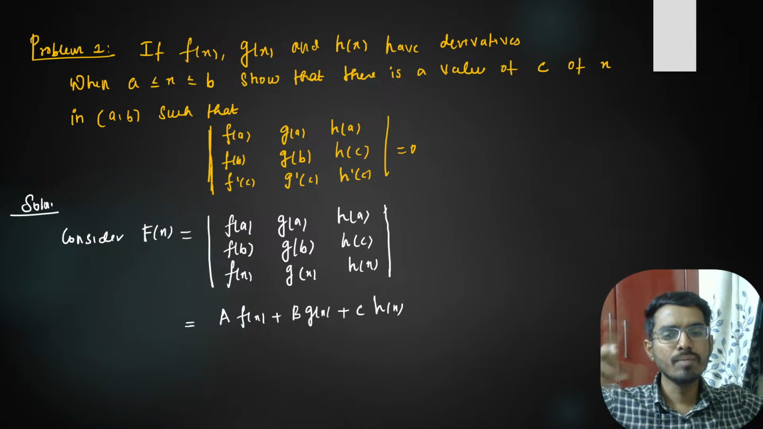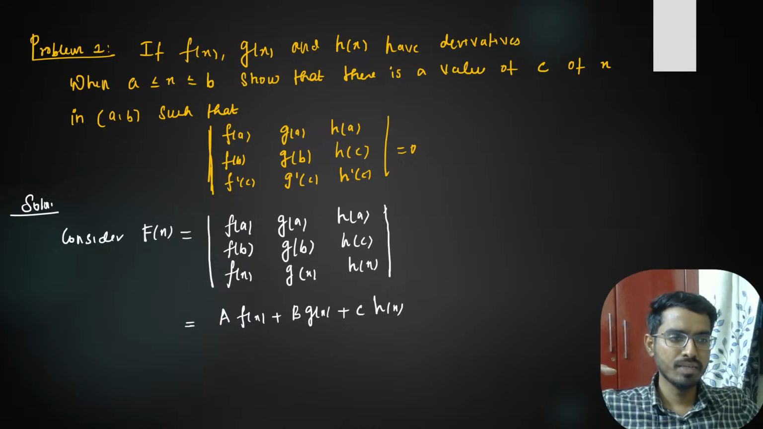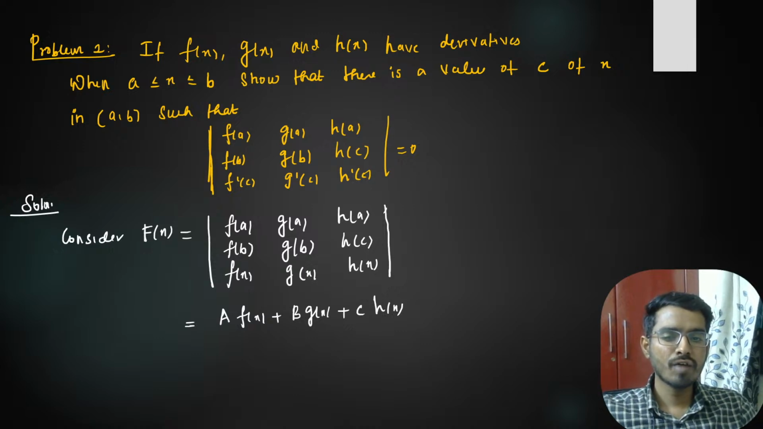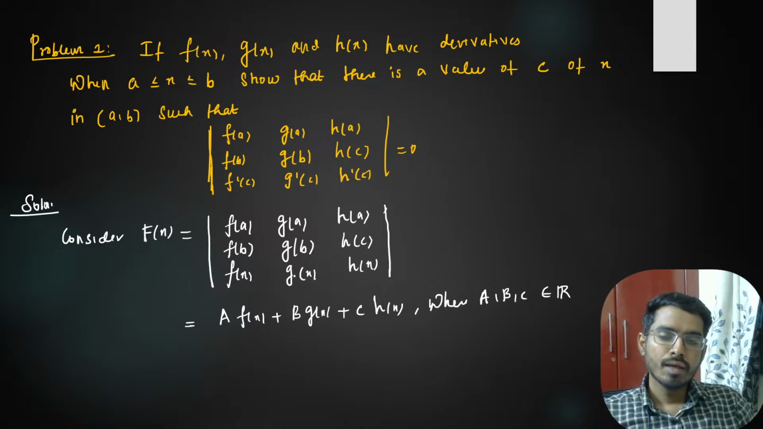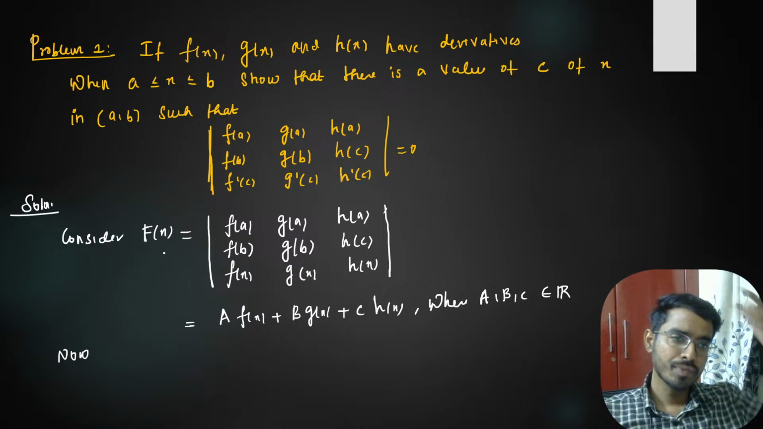Everything will be some constant multiplied by f, g, and h. Let us call that capital F of x equal to a into f of x plus b into g of x plus c into h of x, where a, b, c are some real constants, right? Now, I'm going to say that this capital F of x satisfies all three conditions of Rolle's theorem.